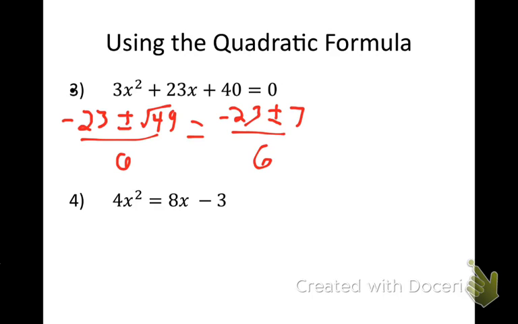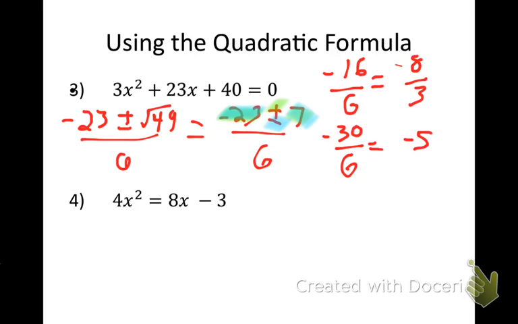Now, where do our two answers come from? You have that plus or minus. You do each of them. So for instance, I'm going to say negative 23 plus 7. What's negative 23 plus 7? I get negative 16 over 6, which is really just negative 8/3. And then I do, change my color up here, negative 23 minus 7, which is negative 30 divided by 6, and I get negative 5. And now I actually get my two solutions.